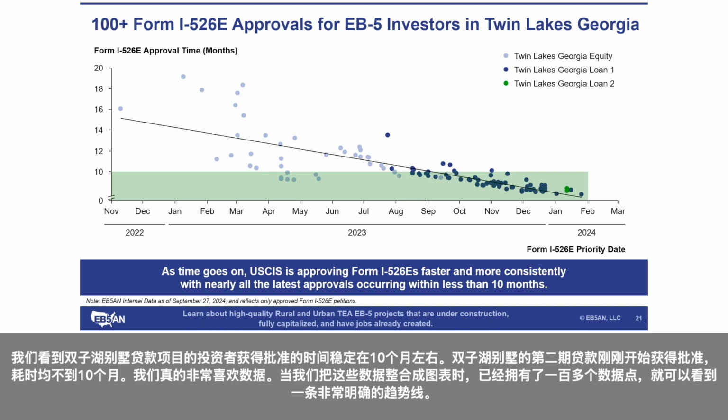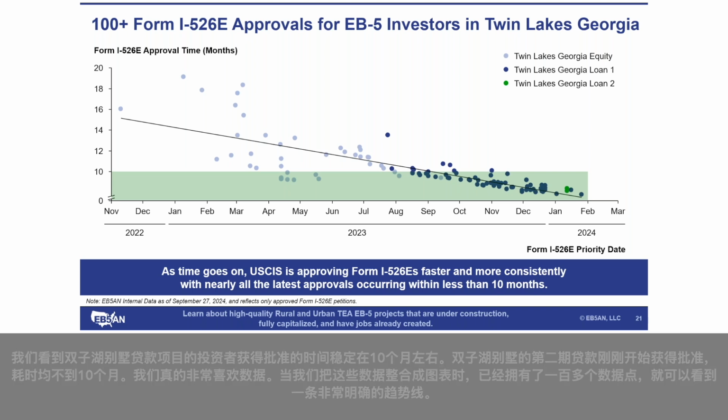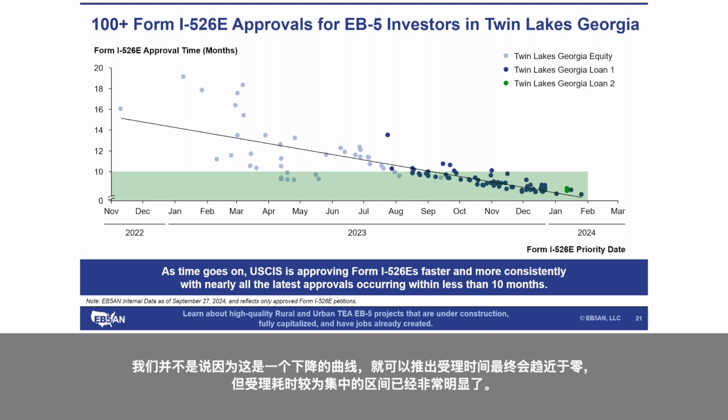So we think that, again, we really like data. So when you plot this out, we have over 100 data points here. There is a very clear trend line that we can go to here. Now, we're not saying that it's going to zero in terms of processing time just because it's sloping down, but the clusters are getting pretty significant in terms of processing time.